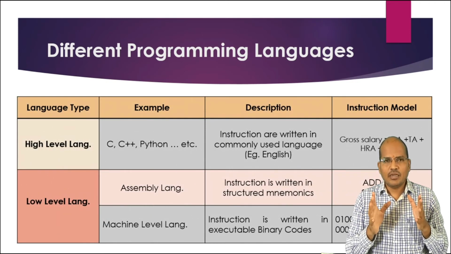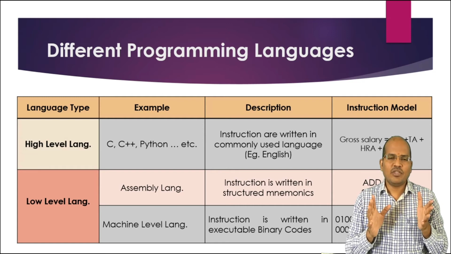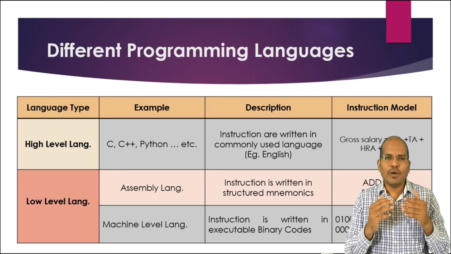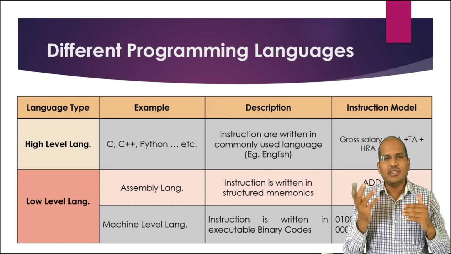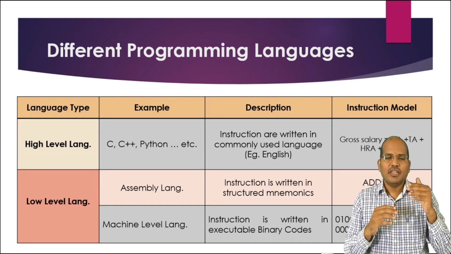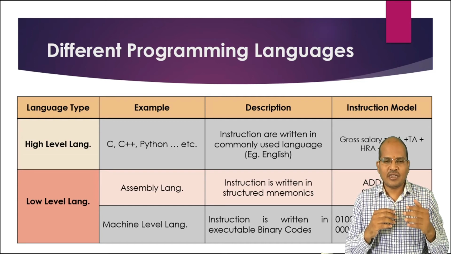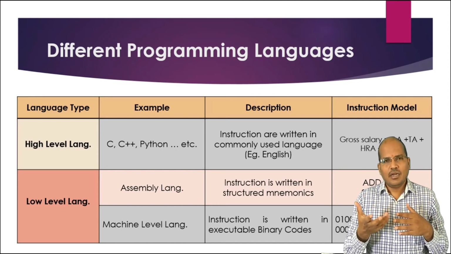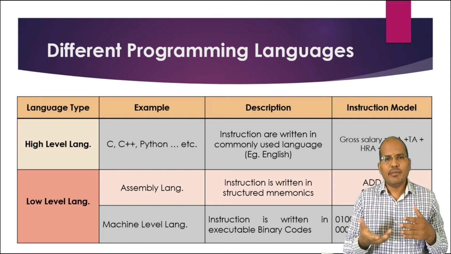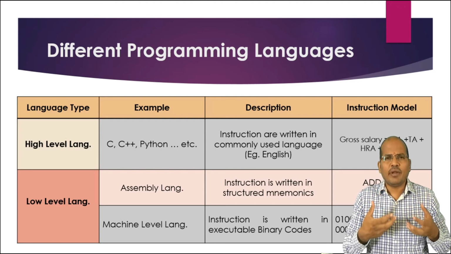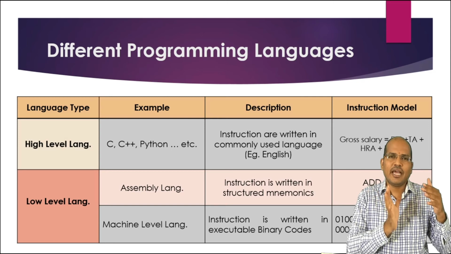The screen gives you a table which has language type, examples, description, and the instruction model. I classified two parts: high level language and low level language. The examples are C, C++, Python, Java, etc. The description says a high level language instruction is written mostly in commonly used language, generally English, right? And you say gross salary is DA plus HRA plus basic salary plus TA, right? So you write the instructions in regular common man language. Hence we call it a high level language.